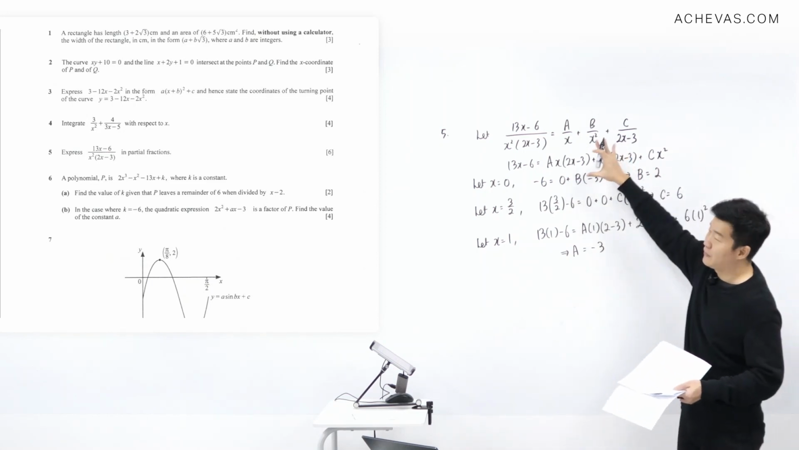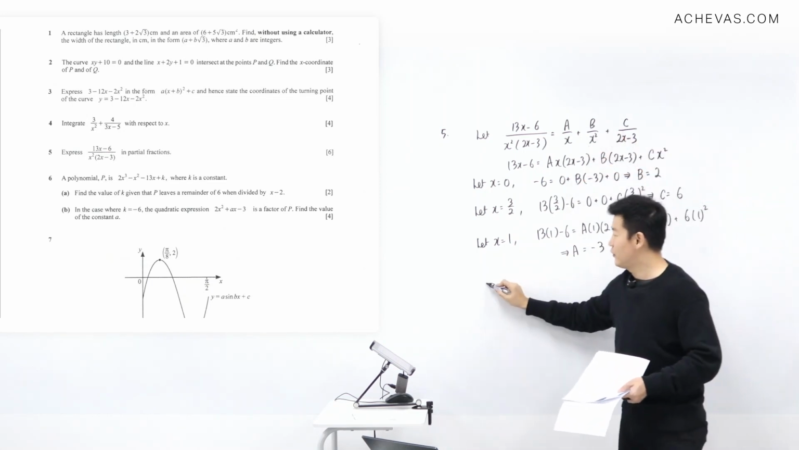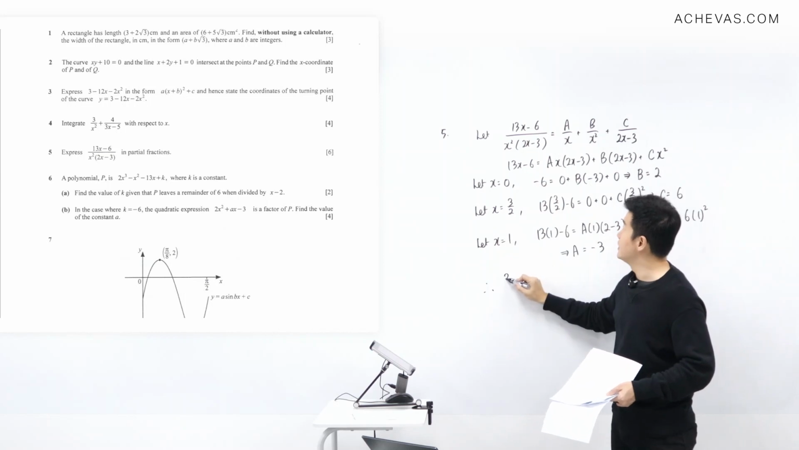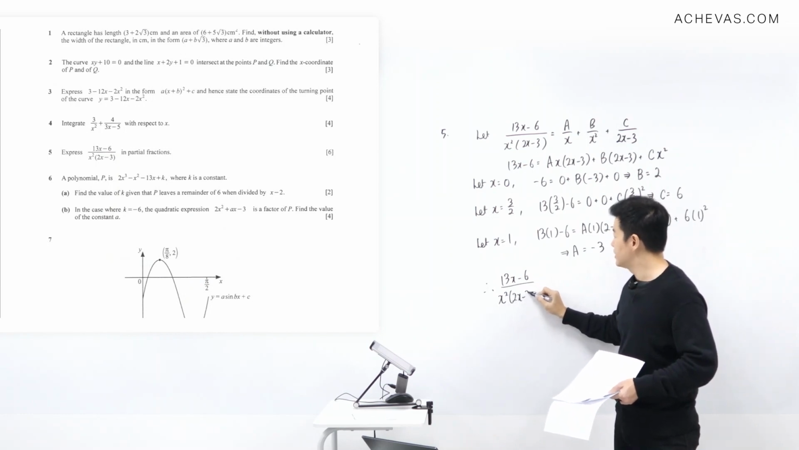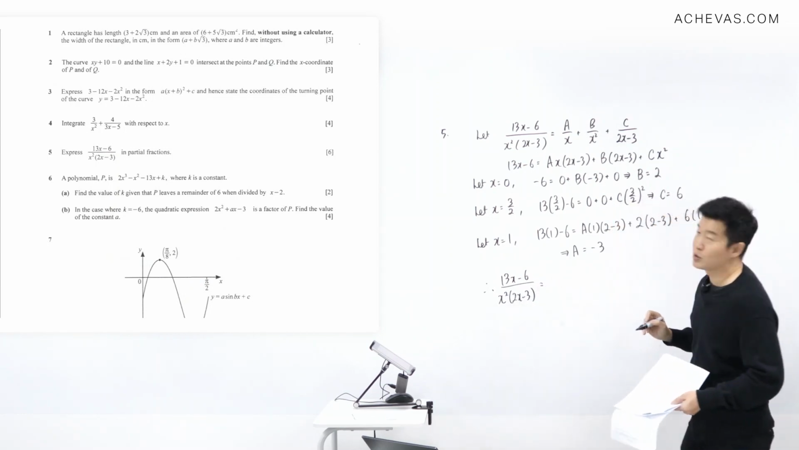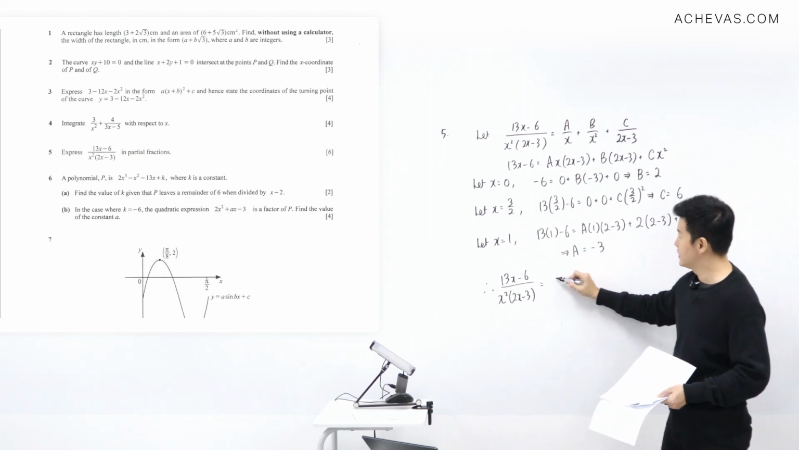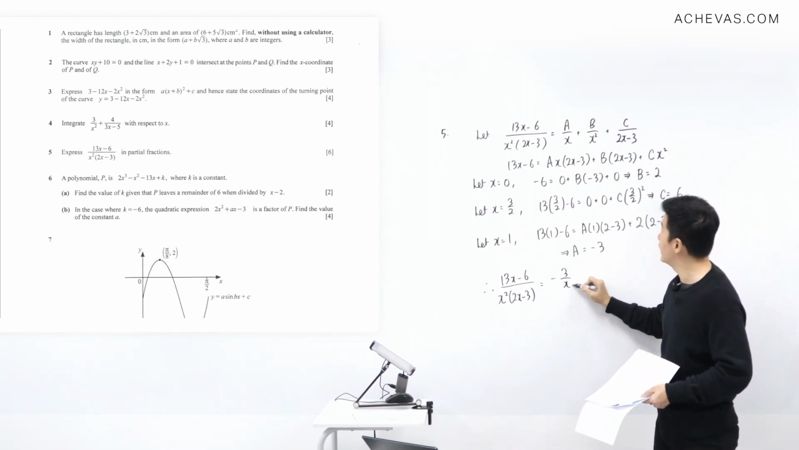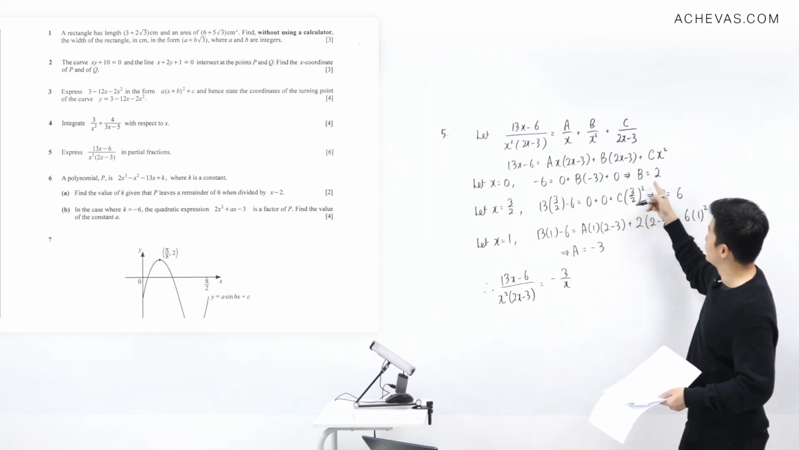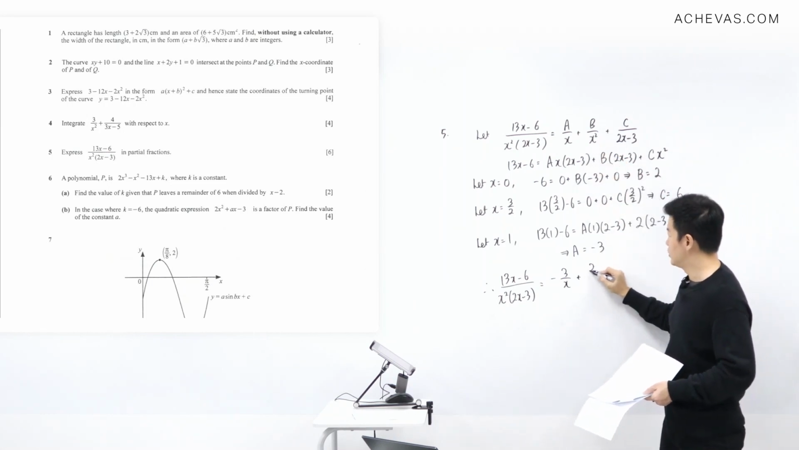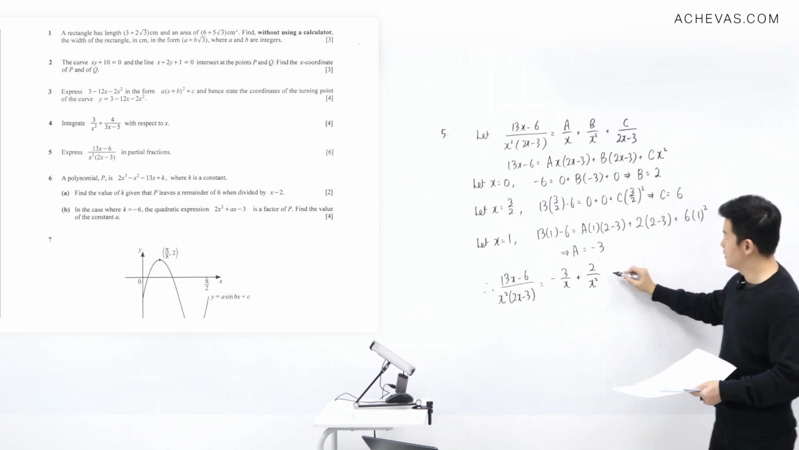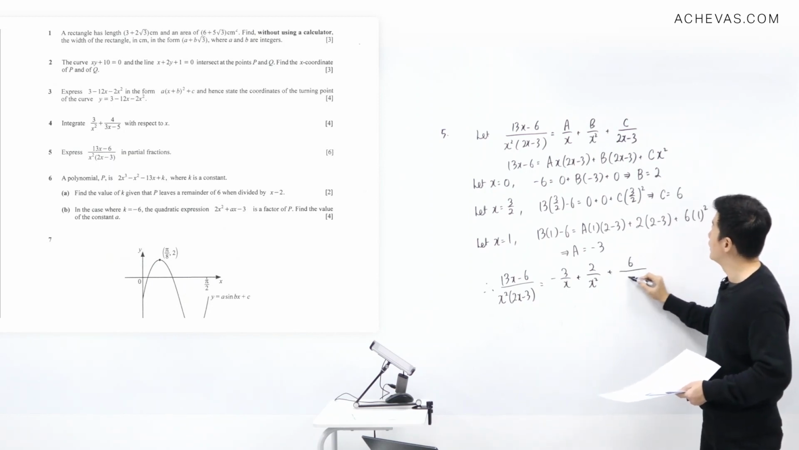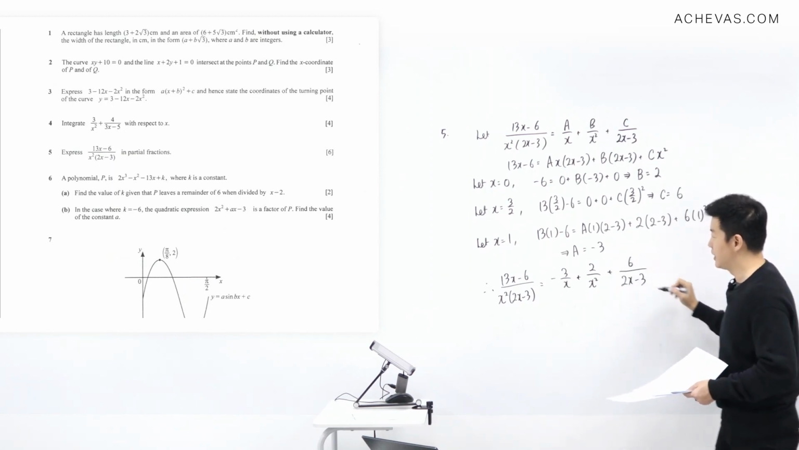Nice, because now we have a, b, and c. Therefore, I can re-express this into its partial fractions. This, (13x minus 6) divided by x squared times (2x minus 3), is going to be equal to a, where a is minus 3, so minus 3 over x, plus b, where b is 2, so plus 2 over x squared, and c is equal to 6, so plus 6 over 2x minus 3.